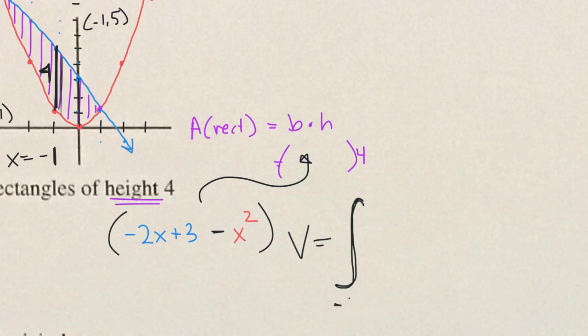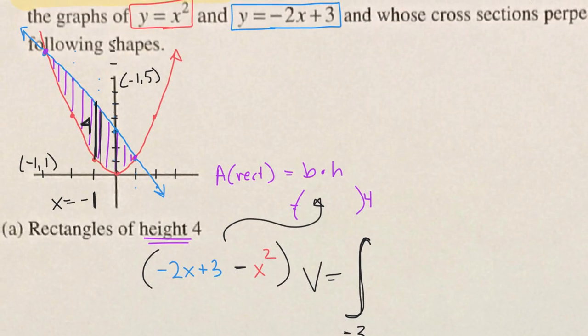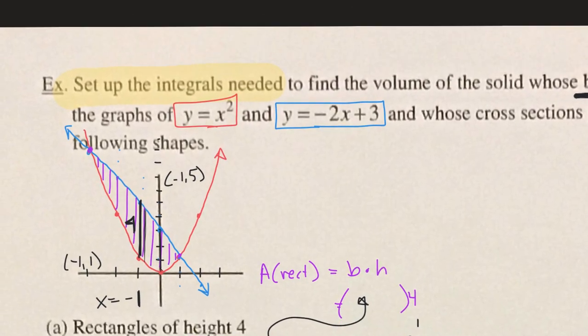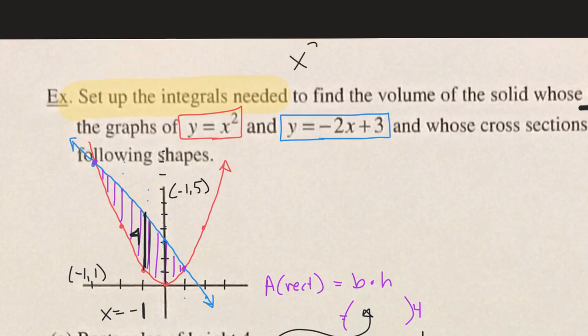At negative 3. And where do they intersect on the right side? At positive 1. Right? So those two bounds, the lower bound and the upper bound, are the intersection points of your graphs. Now, if we didn't know what they were, you could always set your two equations equal to each other and solve. In fact, that's what we're going to do most of the time, is set our two equations equal to each other and solve.